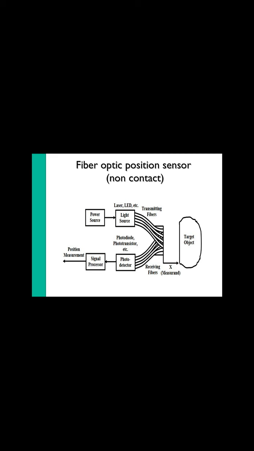Okay, these are the different types of proximity sensors used. As we told, they are divided into 2 main types, contact and non-contact, and these are the different types of proximity sensor.